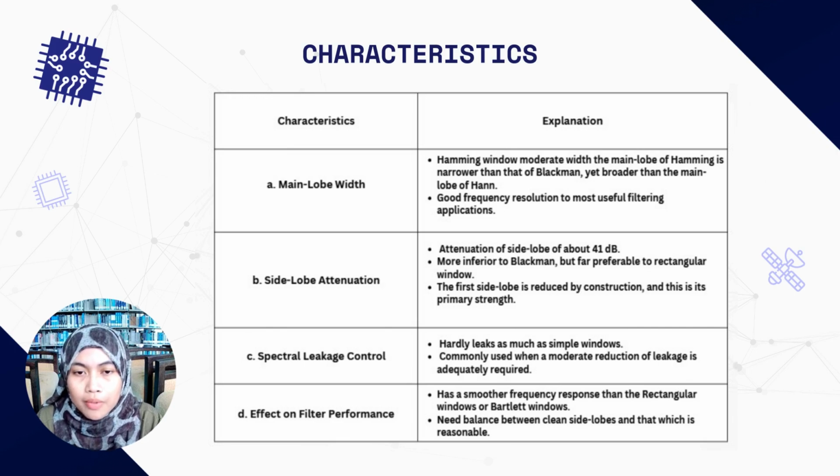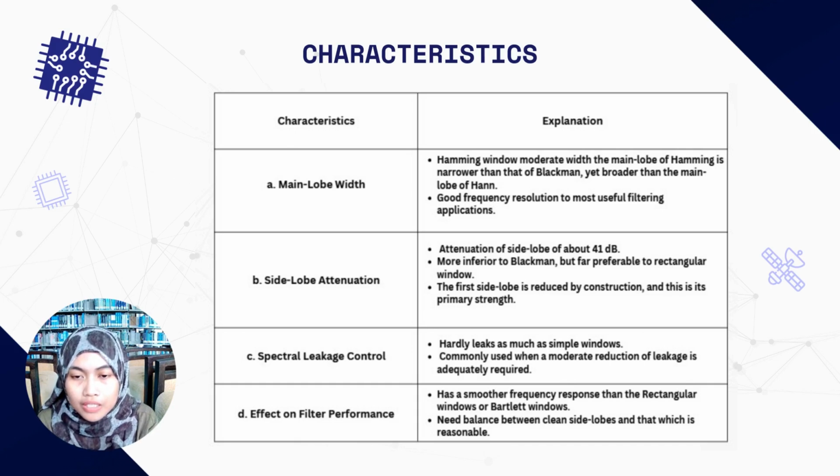These are the characteristics of the Hamming window. A. Main lobe width: the Hamming window has moderate width. The main lobe of Hamming is narrower than that of Blackman, yet broader than the main lobe of Hann. Second, good frequency resolution, which makes it most useful for filtering applications. B. Side lobe attenuation: the attenuation of the side lobe is about 41 dB. Second, it is more accurate than Blackman but fairly preferable to the rectangular window. Third, the first side lobe is reduced by construction, and this is its primary strength.